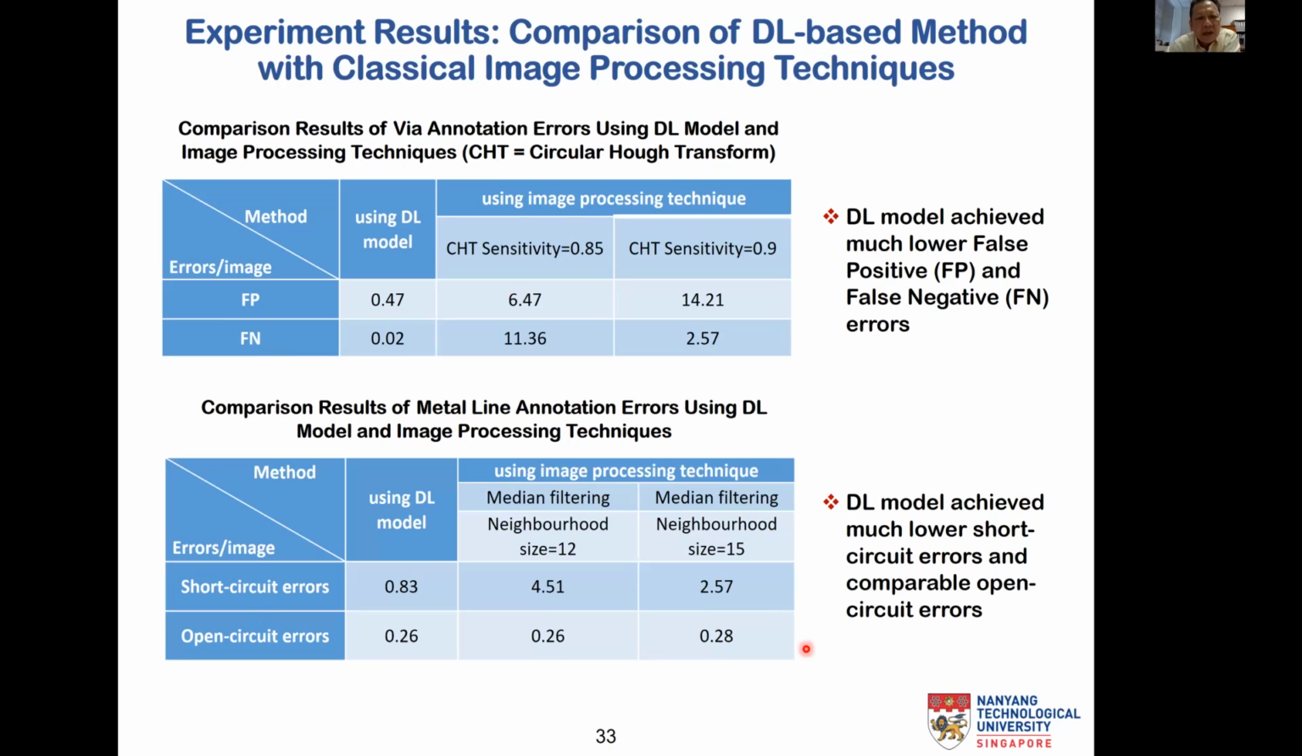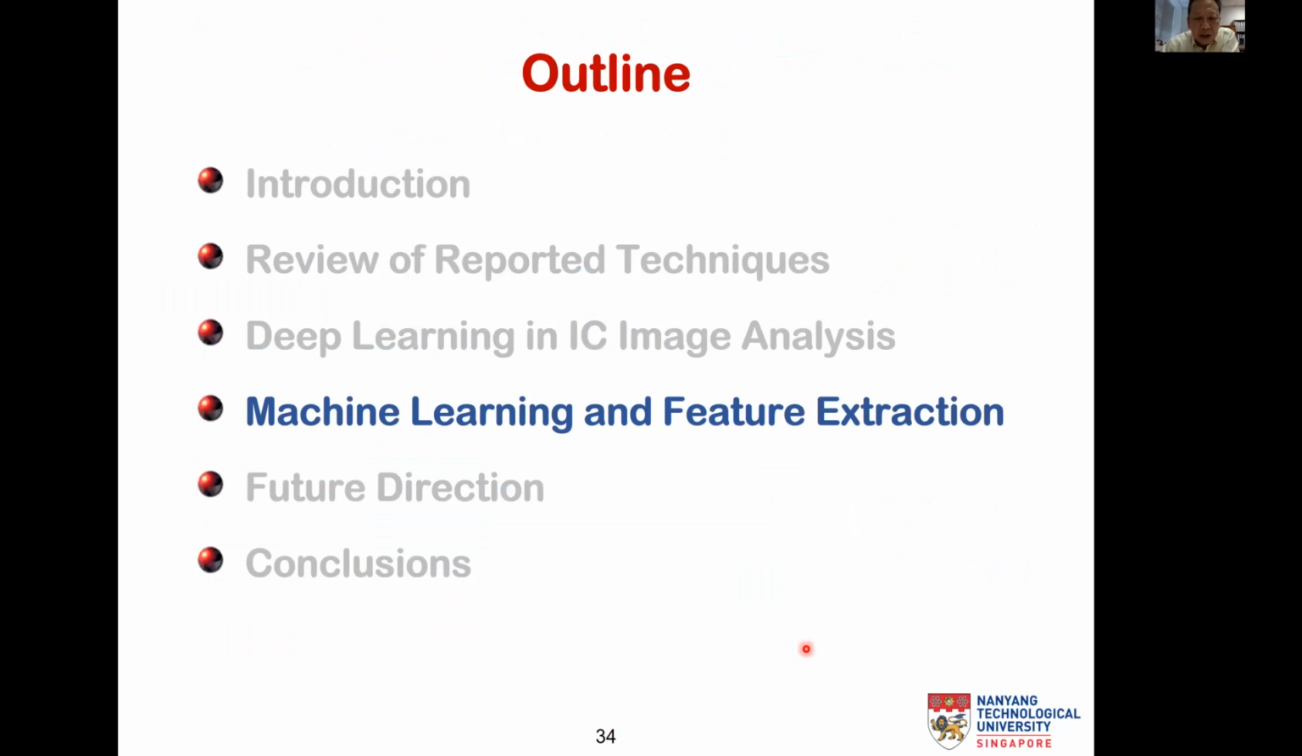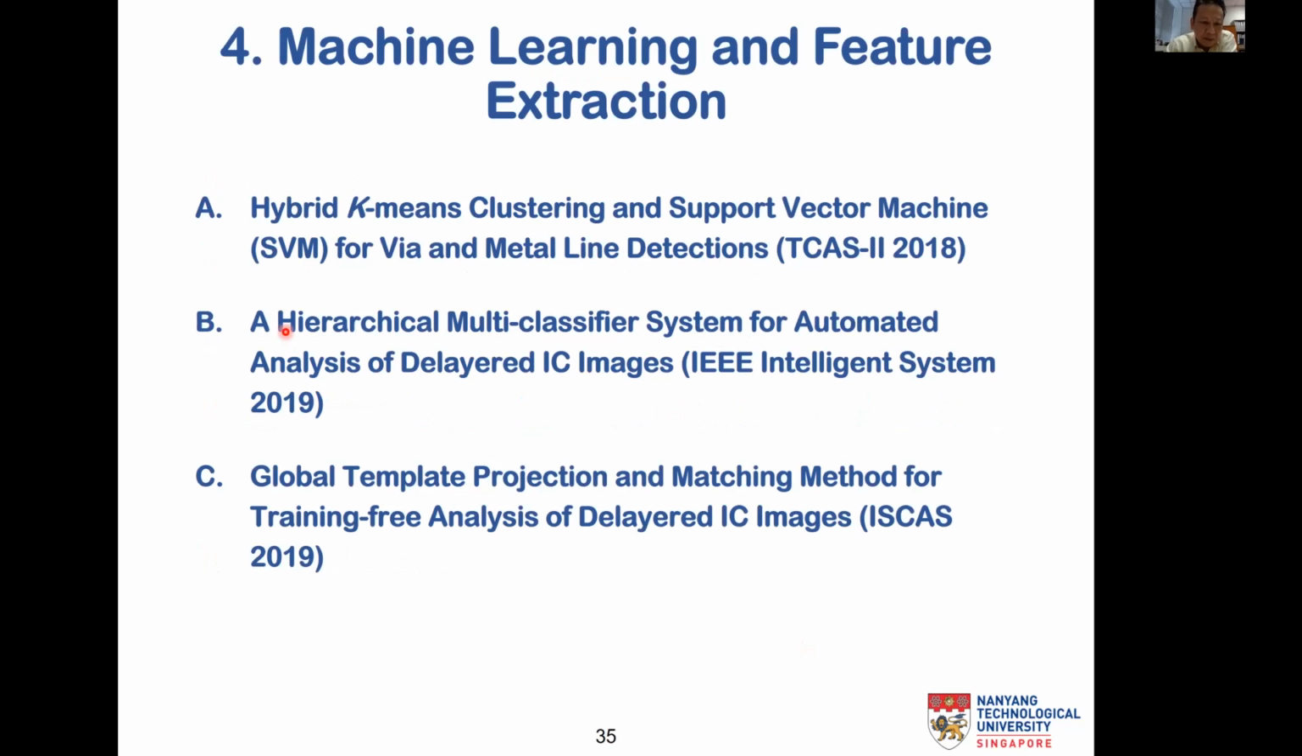So let me show you another machine learning technique and feature extraction that we have proposed. We propose 3 techniques. One is a hybrid k-means clustering and support vector machine for VR and metal line detection. We also propose a hierarchical multi-classifier for automated analysis of delayer images. We also do a global template projection and matching method for training-free analysis of delayer IC images. So let me explain to you now.